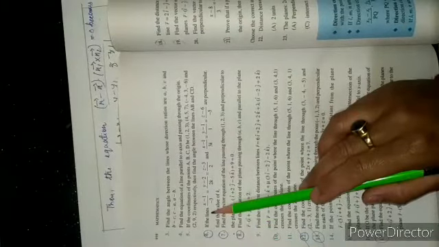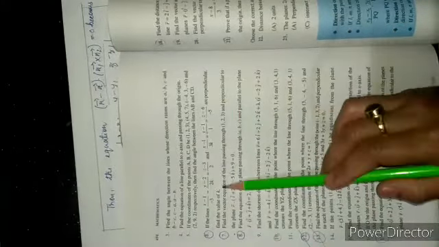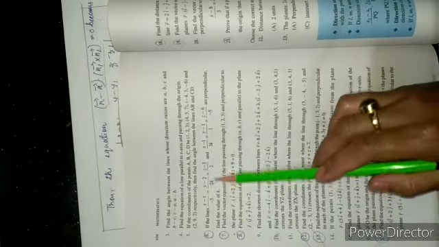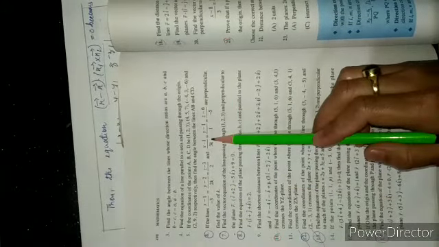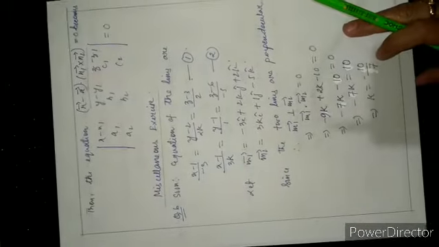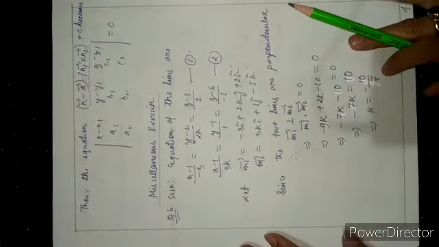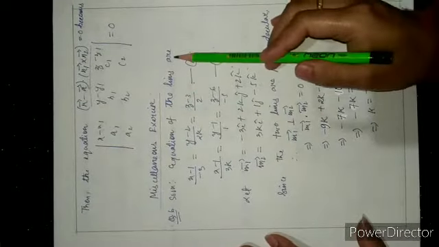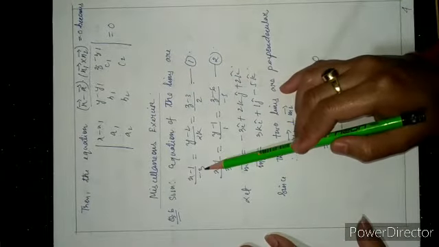If the two lines are perpendicular, then find the value of k. First write the equation of the given lines. Equation of the lines are x minus 1 by minus 3.